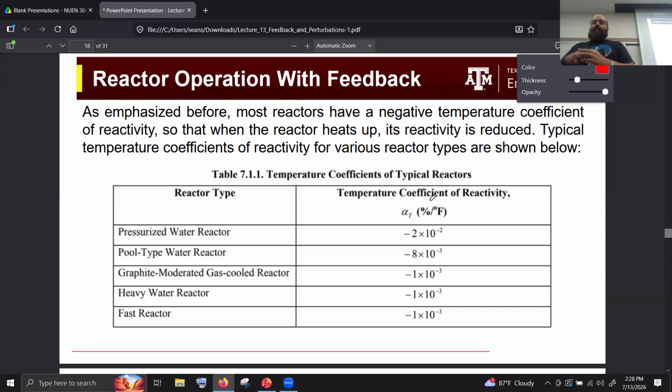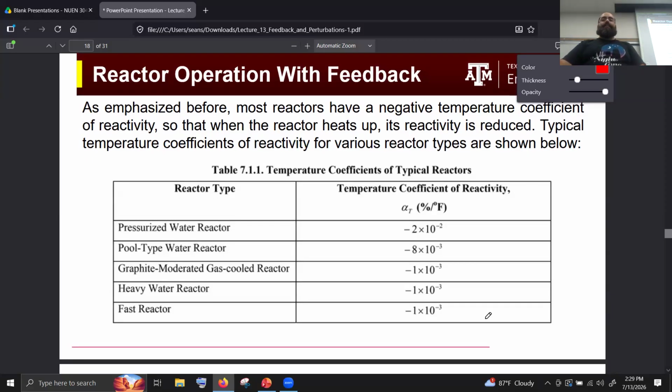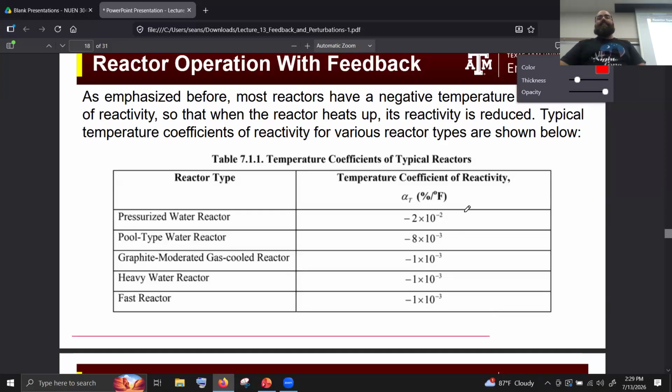This is just a table that illustrates some temperature coefficients of reactivity for various reactor types. And notice that the pressurized water reactors have the temperature coefficient that's the most negative, at the highest magnitude. And then all of these other reactor types have still negative, but not as negative as like the PWR or the pool type water reactors. So in general, water ends up being something that adds negative reactivity, has a negative reactivity coefficient associated with it.